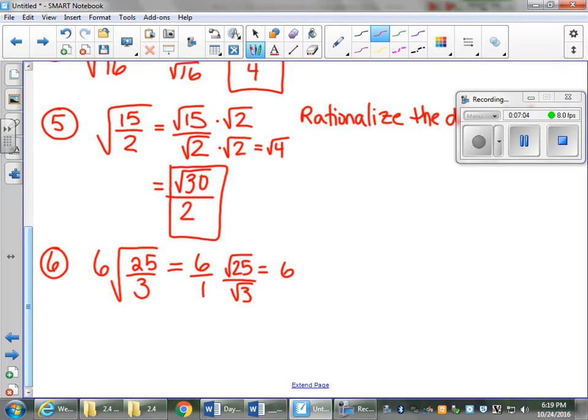This is going to become 6 over 1 times 5 over radical 3. I'm going to bring this into one fraction. 6 times 5 is 30, and then 1 times radical 3 is just radical 3. Cannot divide those because 3 is under a radical, 30 is not.